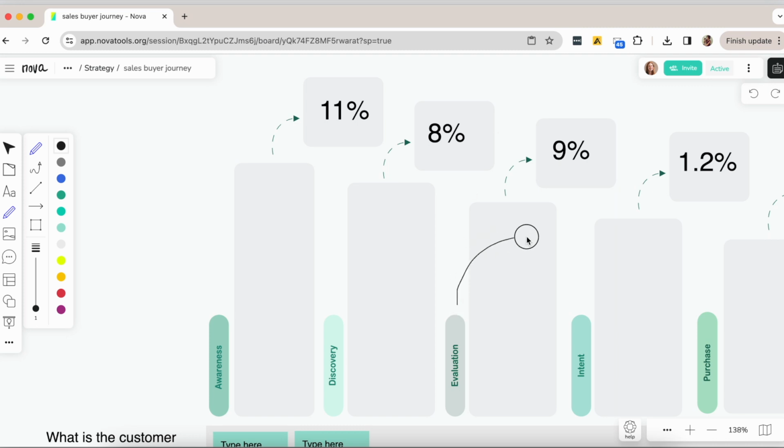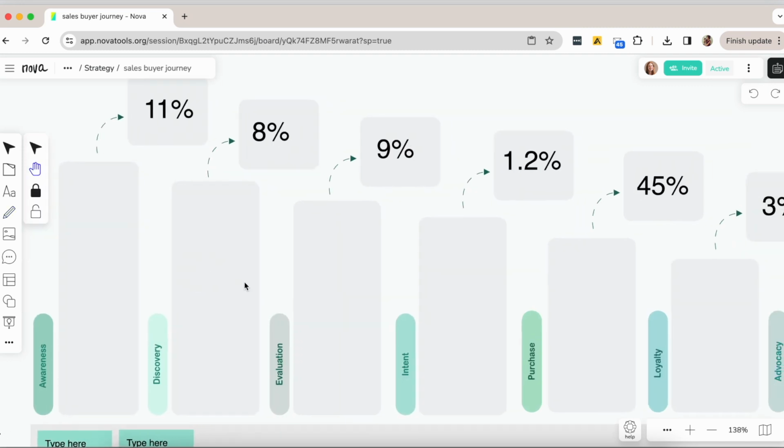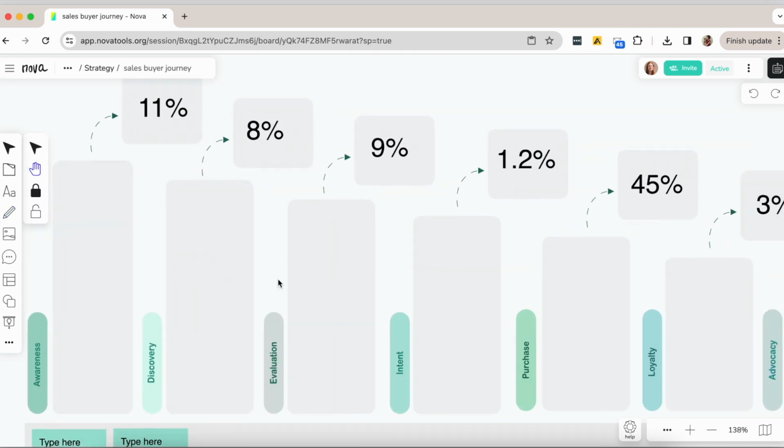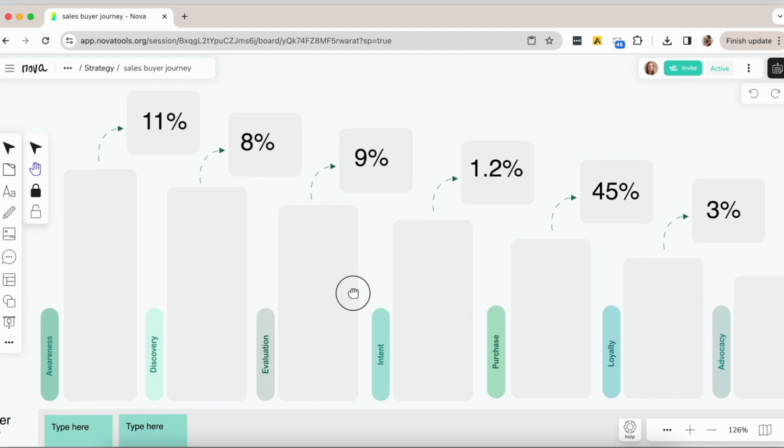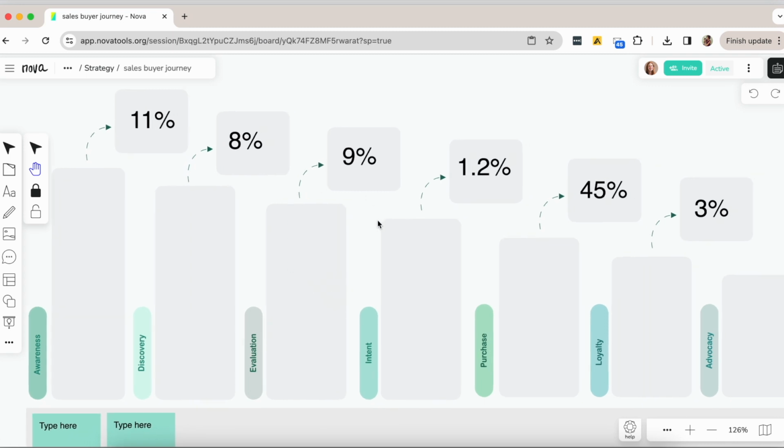Next, the decision stage. The buyer is ready to make a decision. During this stage, they compare specific products or services. They look at reviews, they watch videos where other people share their experiences, etc. The goal is to make the final purchasing choice. The buyer journey continues through these phases.